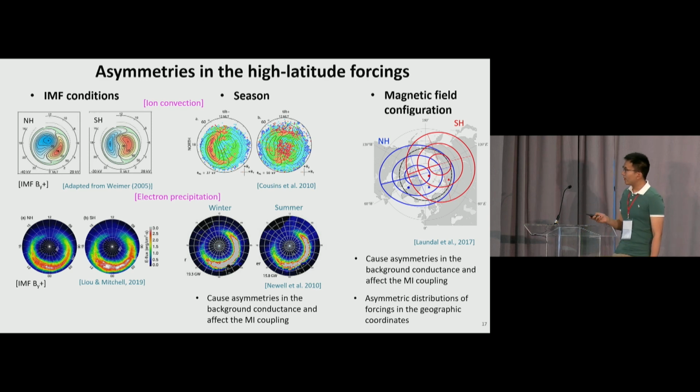As shown on the right, there is an offset between the geographic and geomagnetic poles, and the offsets are different in the different hemispheres. Meanwhile, the intensity of the magnetic field is different in the different hemispheres, leading to different ionospheric conductance, and thus different MI coupling processes. In addition, due to the offset between the geographic and geomagnetic poles, the distributions of high latitude forcings are different in geographic coordinates in different seasons and in different hemispheres.